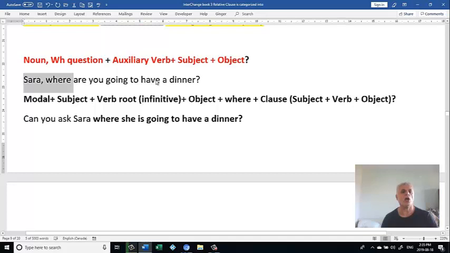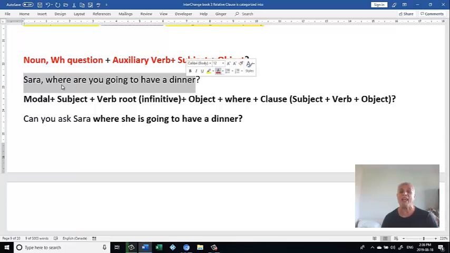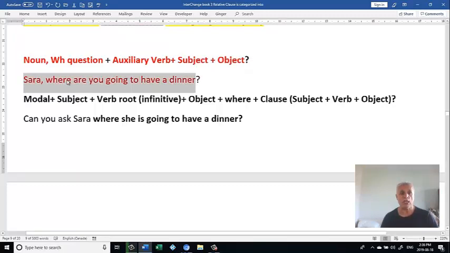Sarah, where are you going to have dinner? It means we're asking about the place. But if we say, when are you going to have dinner, we're asking about the time. We use where for the location, the place where Sarah is going to have dinner. Then we say, Sarah, where are you going to have your dinner?